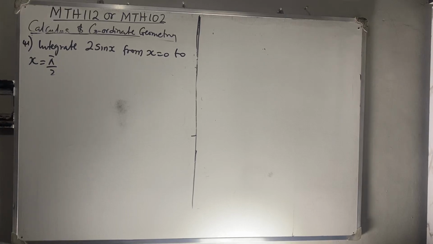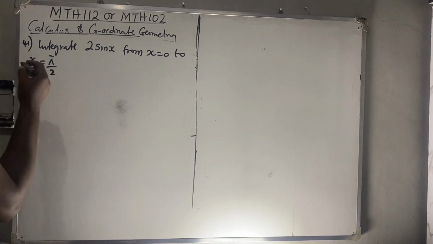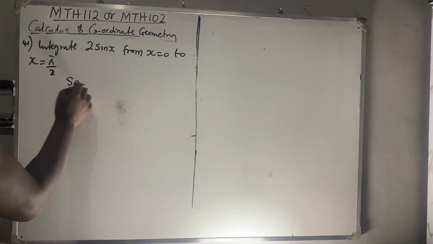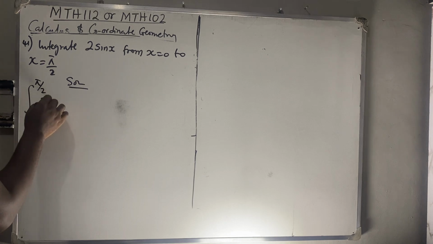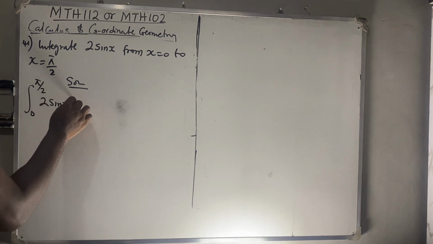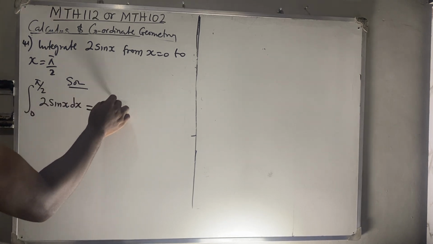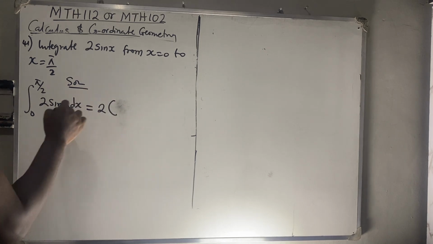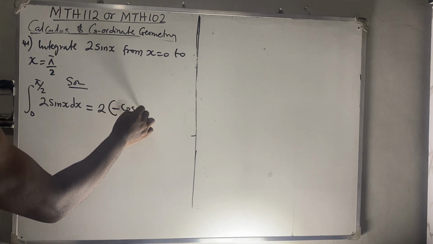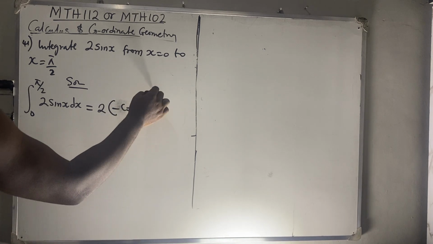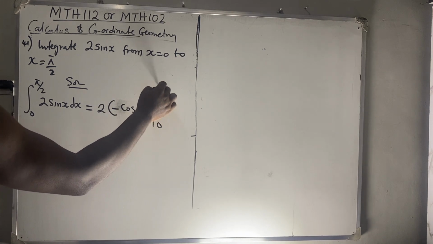Okay, in this particular question, we are asked to integrate 2 sine x from x equal to 0 to x equal to pi over 2. Solution: we are given the integral from 0 to pi over 2 of 2 sine x dx. So this is equal to 2 into the integration of sine, which is minus cos x. So I have my boundary from 0 to pi over 2.